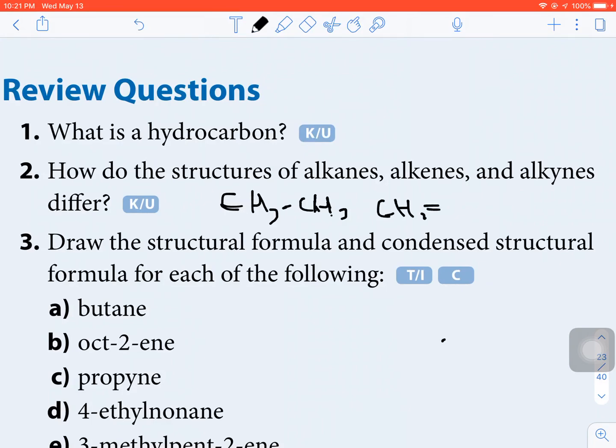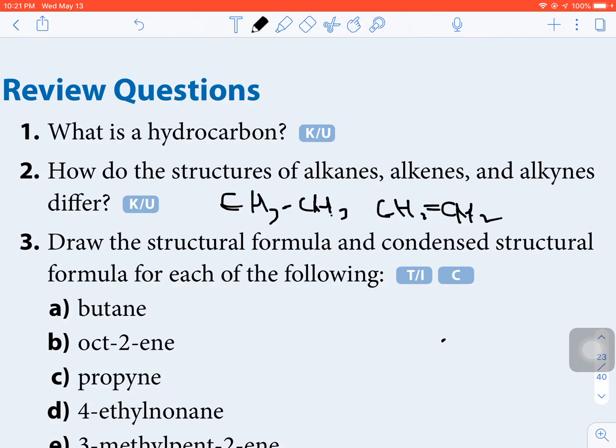double bonded to CH2, and boy, this stylus is giving me issues already. What I'm seeing is a double bond between the two carbons, and because each carbon has two bonds to the next carbon, it needs two hydrogens, so it's CH2CH2.